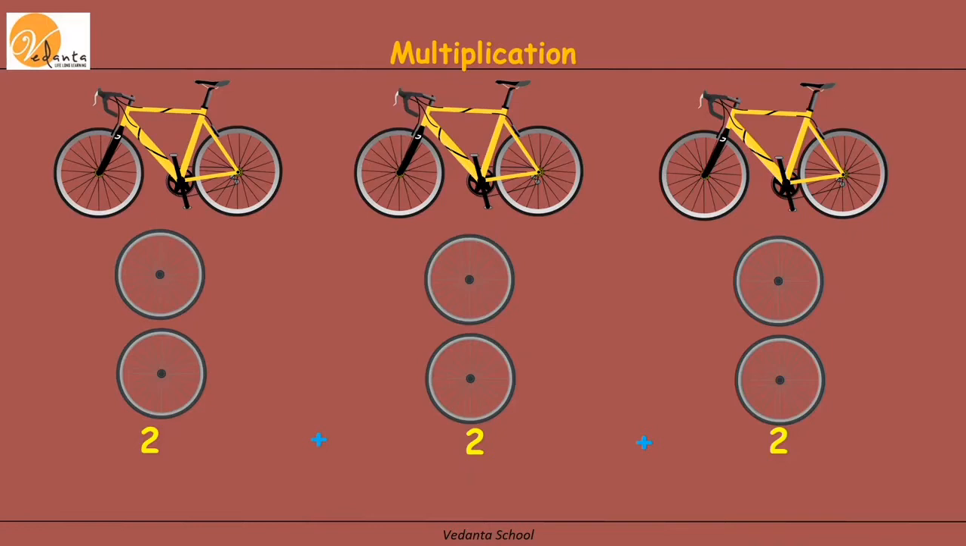Yes, that is multiplication. We all know 2 tables, right? How many 2's are there? There are 3 2's because there are 3 cycles. So you will simply say 2 tables and you can find that 2 3's are 6. So you again got the same 6 as the answer.